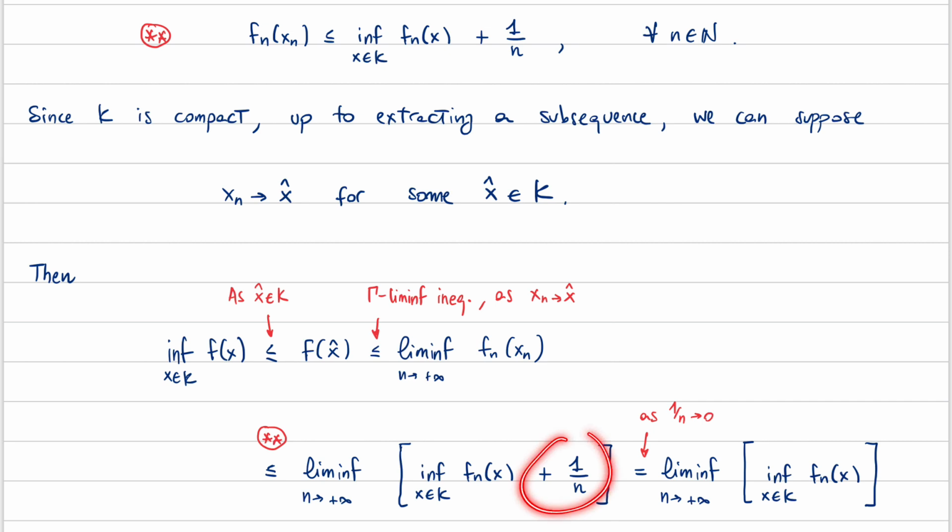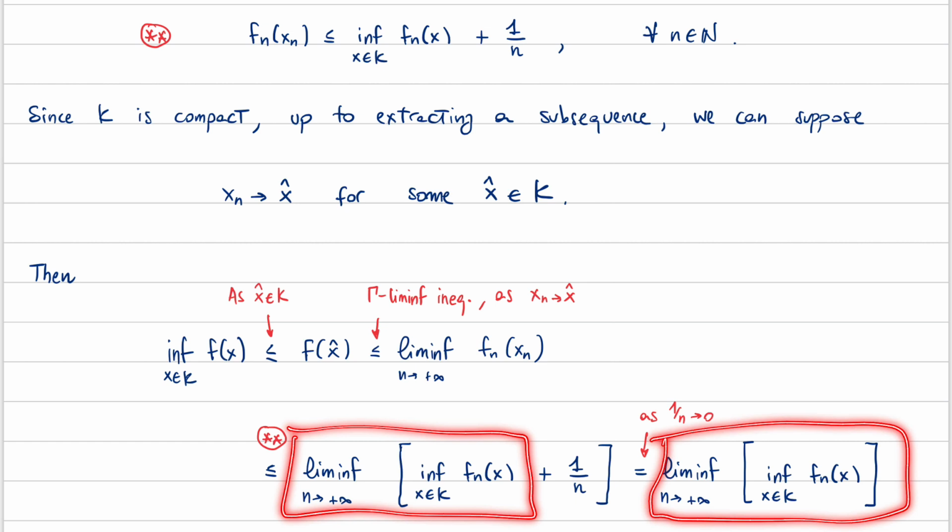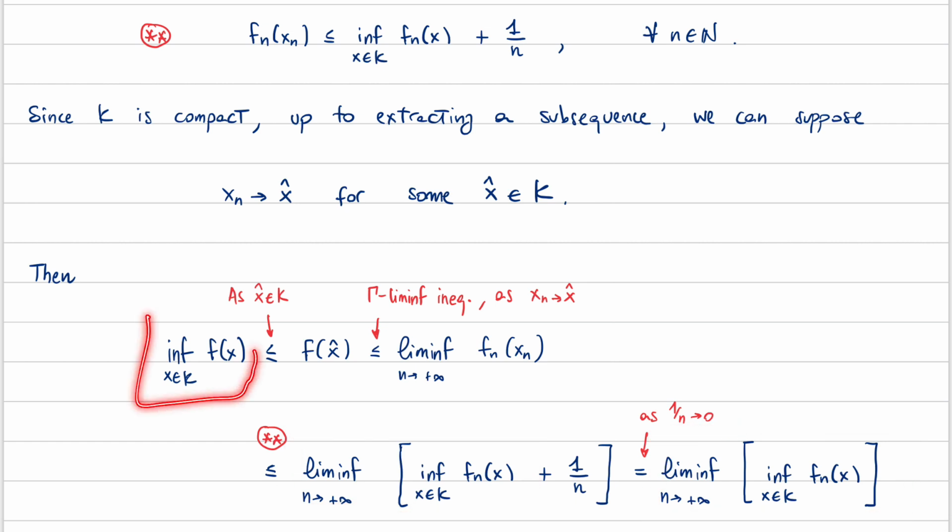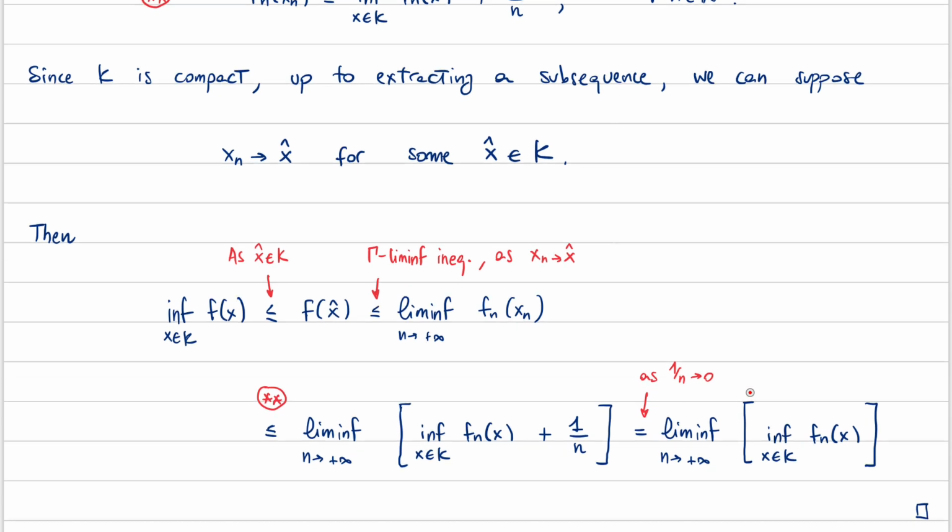Meaning that the lim-inf of this is less or equal than the lim-inf of this. And now, as usual, since 1 over n converges to 0, by the property of lim-inf, we conclude that this is just equal to the lim-inf of the first part. So you obtain this quantity here, proving that the infimum over the compact set is less or equal than the lim-inf of the infimums on the compact set of the sequence. And this concludes the proof of this technical proposition.